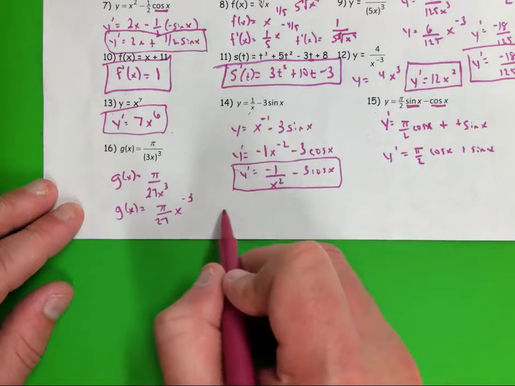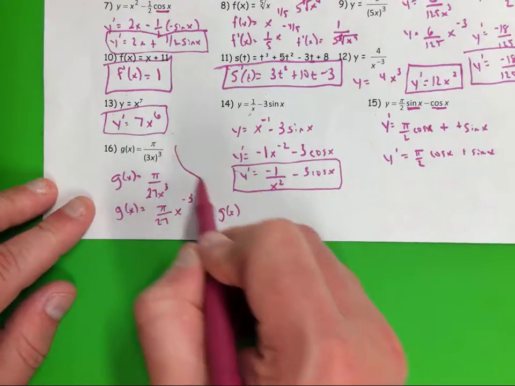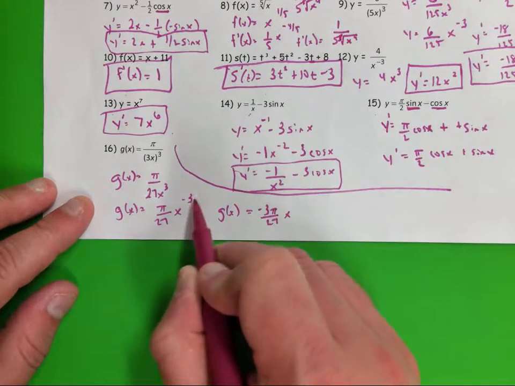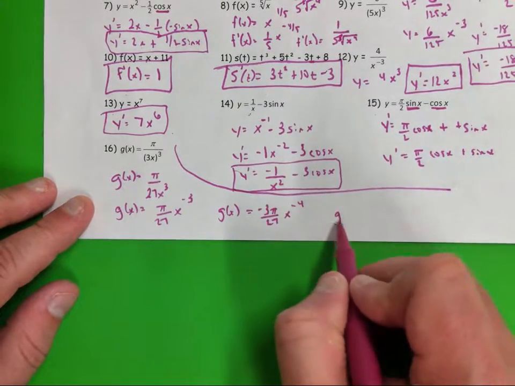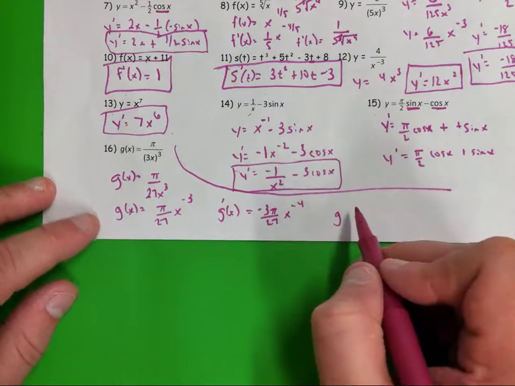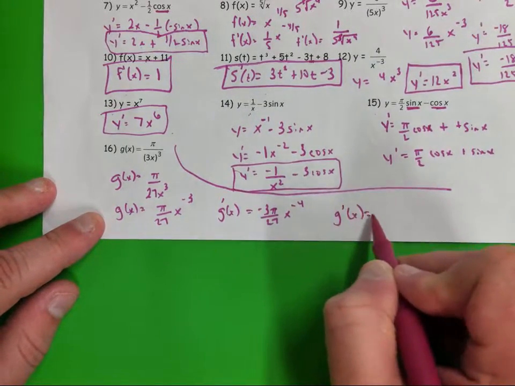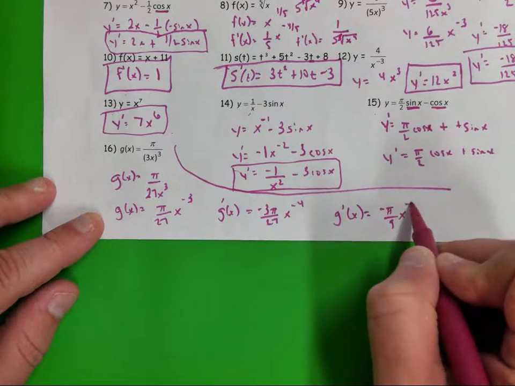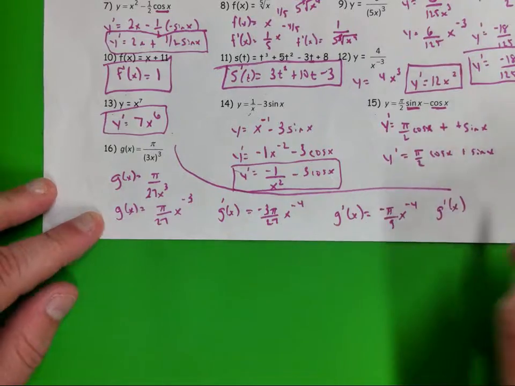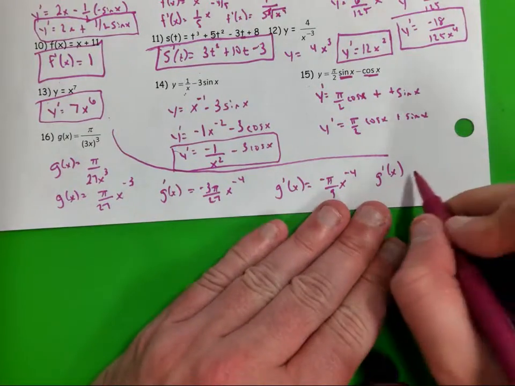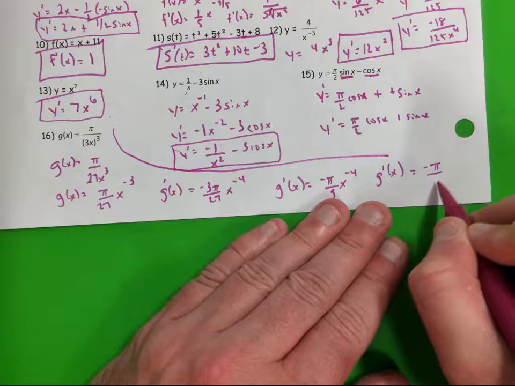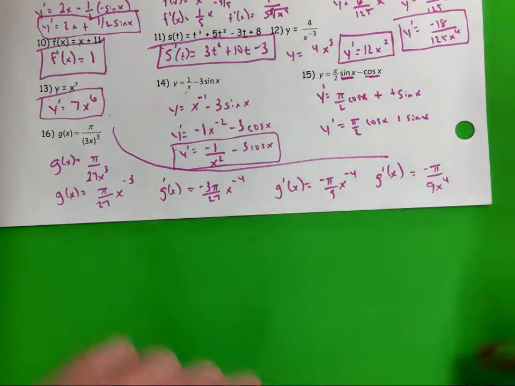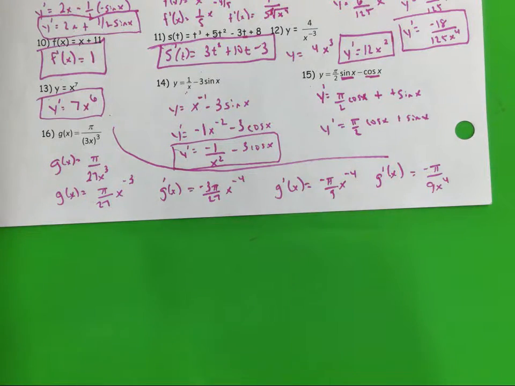Negative 3 times all this equals negative 3 pi over 27, x, negative 3 minus 1. That's going to be negative 4. Now I can reduce this fraction as negative pi over 9 x to the negative 4, and then the final answer, g prime of x, the derivative, would be negative pi over 9x to the 4, if I took that and put it in the denominator so I wouldn't have a negative exponent. So that would be negative pi over 9x to the 4th.